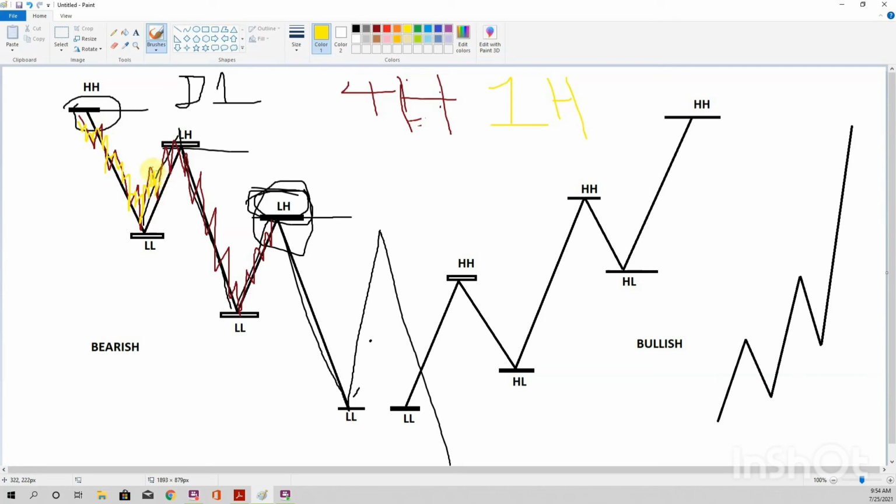Right, you get the idea. So within the 4 hour structure, there will be a minor structure, and it's minor only in the context of the 4 hour, right? Not of the daily. But let's not make things technical unnecessarily.